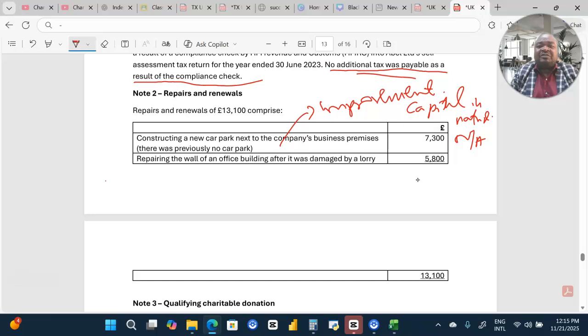Repairing the wall of an office building after it was damaged by a lorry. This is now a normal expense, and this one is allowed. That's allowed. So on that one, you put a 0. If it is allowed, you put a 0. No adjustment. So the only adjustment required is the addition of the car park construction.